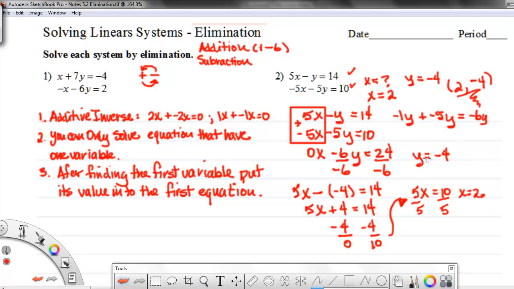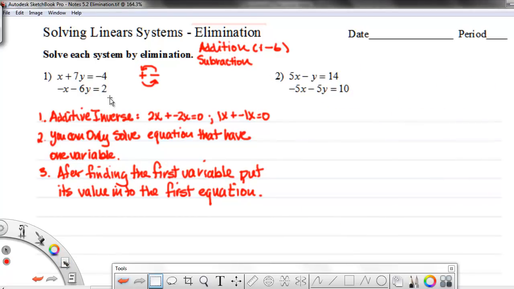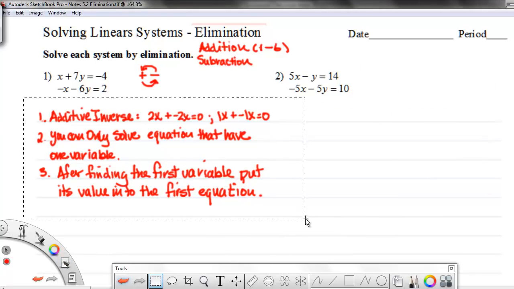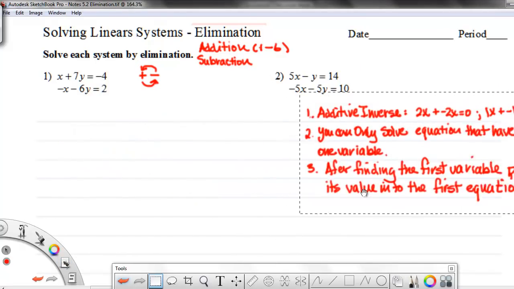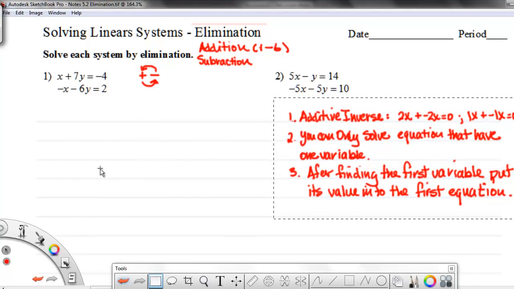Okay, I'm going to erase, so take a minute, write down number 2 all the way and pause the video if you need to. I'm going to erase it, and then we're going to do number 1 over here. I'm going to take these notes and slide them over here to problem number 2, and then we'll go ahead and do number 1.